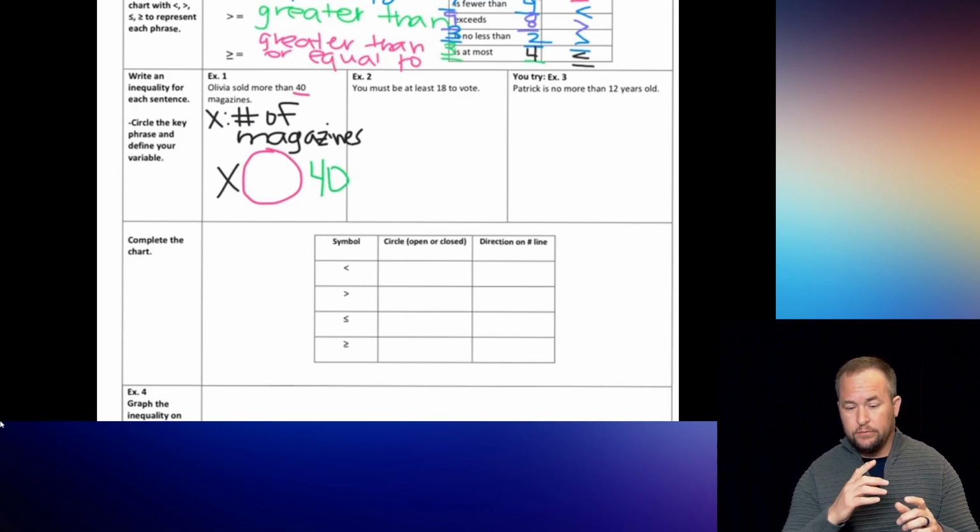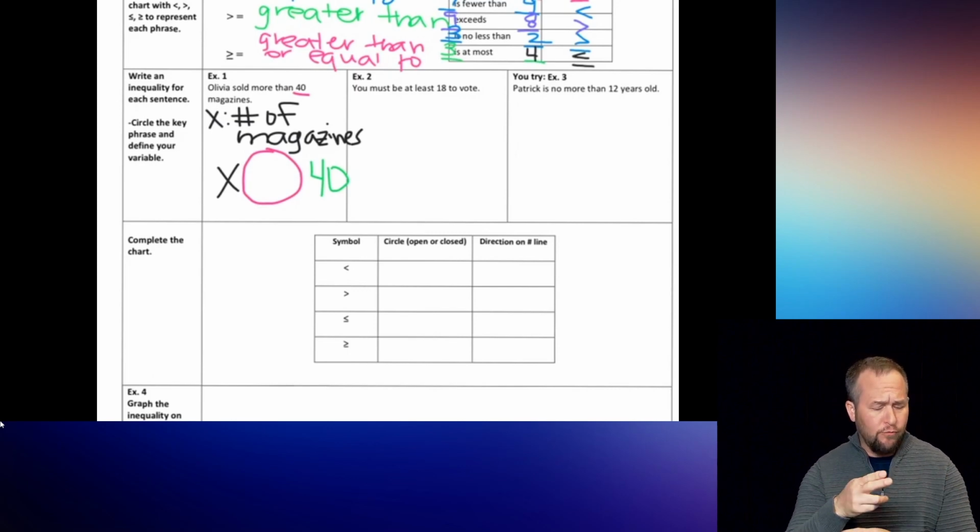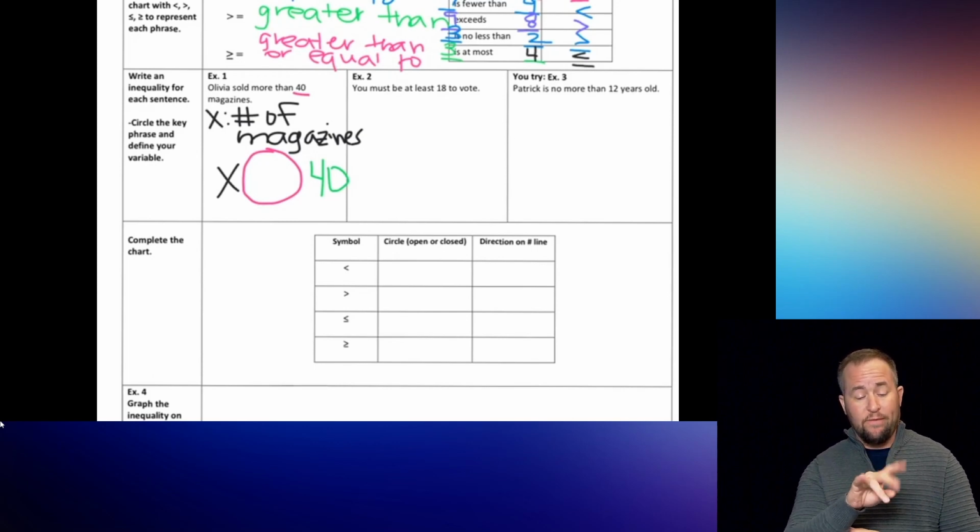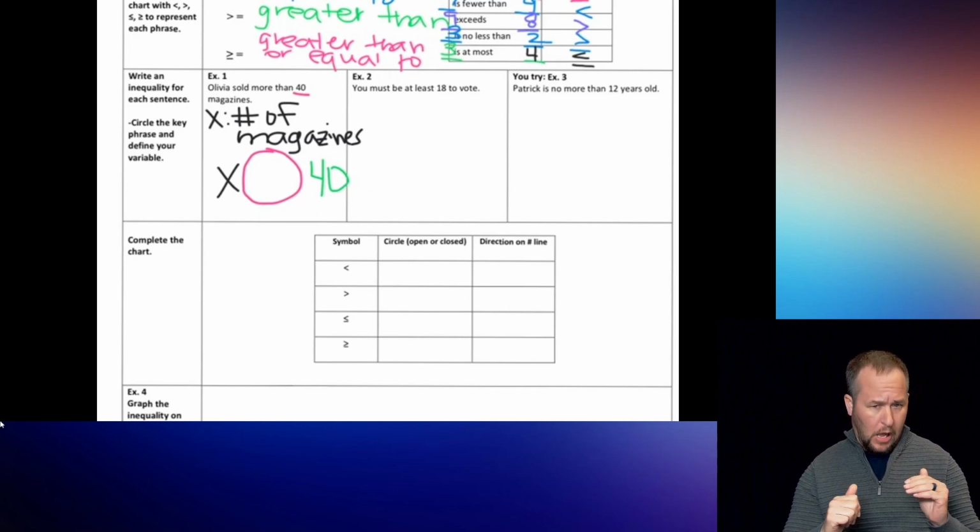So now we just need to identify the key phrase for our situation. So Olivia sold more than 40 magazines. So I know that more than is going to be my key phrase right there. I know I boxed it in, but circle either way.